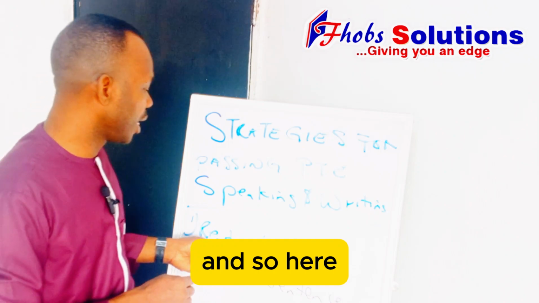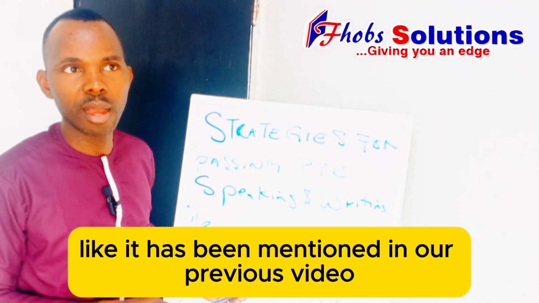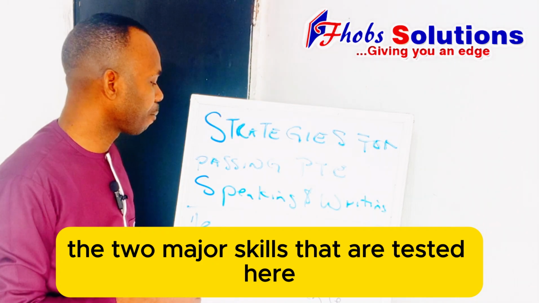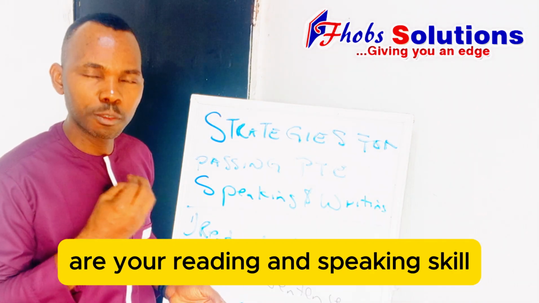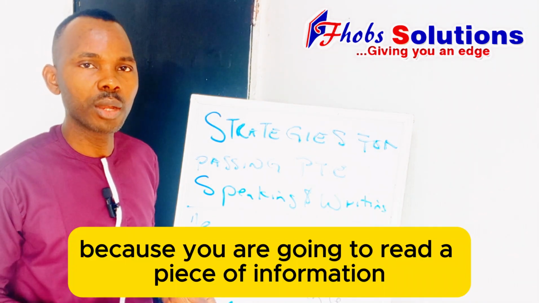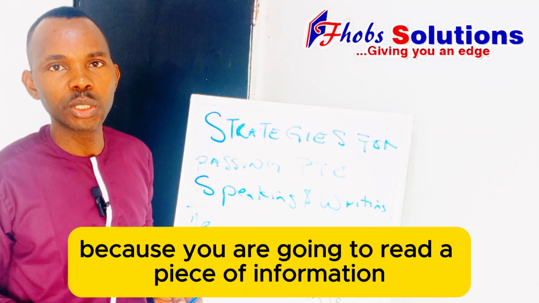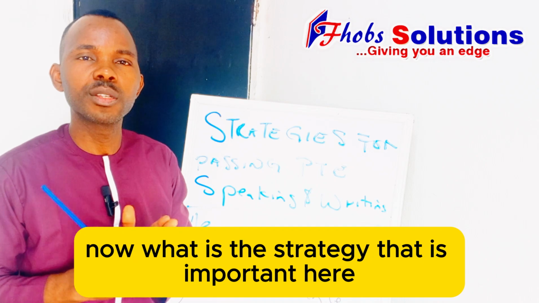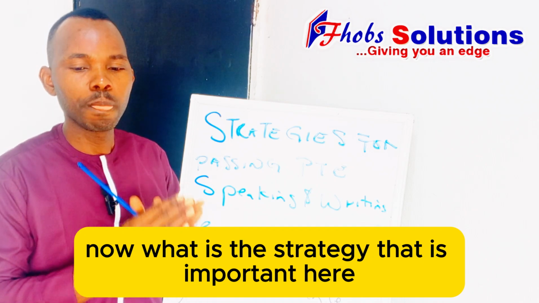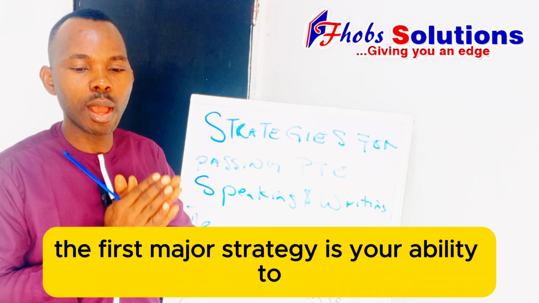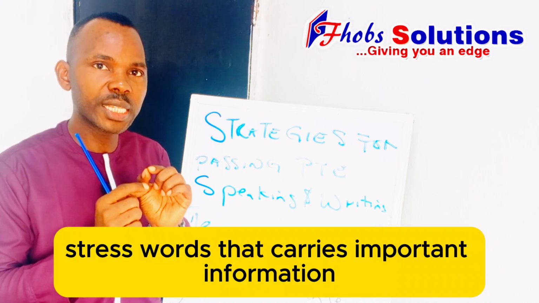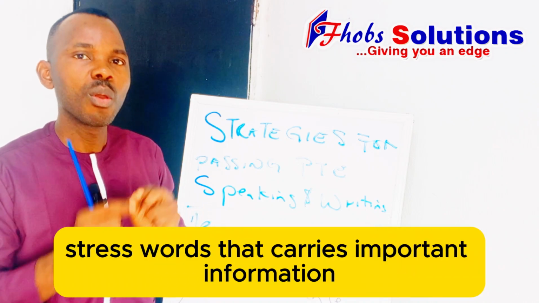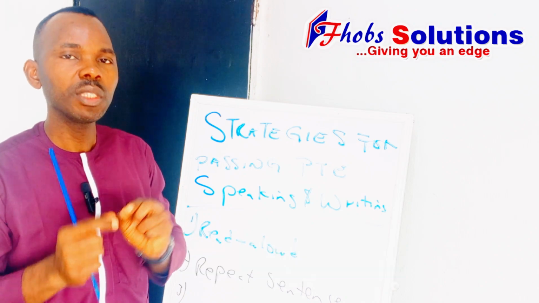And so here, like it has been mentioned in our previous video, the two major skills that are tested here are your reading and speaking skill, because you are going to read a piece of information and then you speak it out. Now, what is the strategy that is important here? The first major strategy is your ability to stress words that carry important information while you are reading.